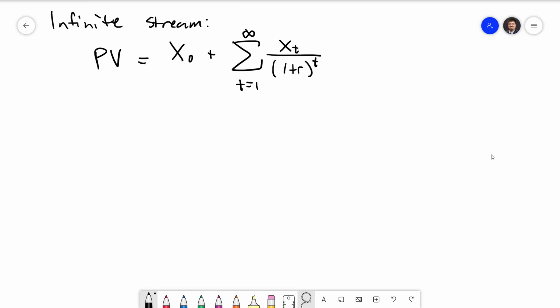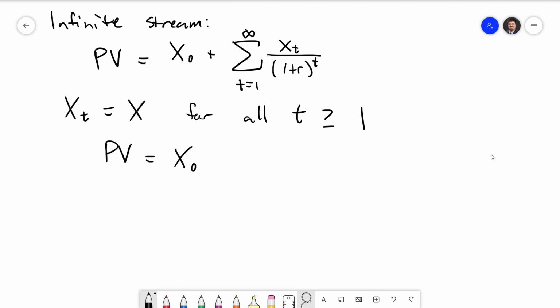The last thing I want to do here is investigate a special case where we get the exact same amount of income in every single period in the future. And so I'm going to say x subscript t equals just some fixed value x, so I've dropped the t, meaning that all of these x subscript t's are the same value for all t greater than or equal to 1. I'm still allowing x naught, our income right now, to be different, but all of the future ones are going to be the same. And so this is going to give us present value of x naught plus sum from 1 to infinity of just x over 1 plus r to the t.